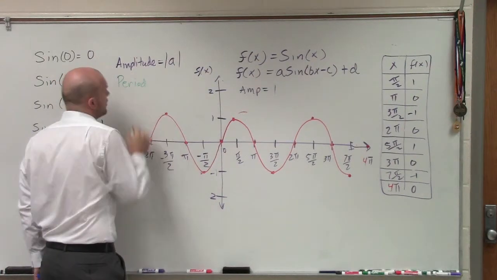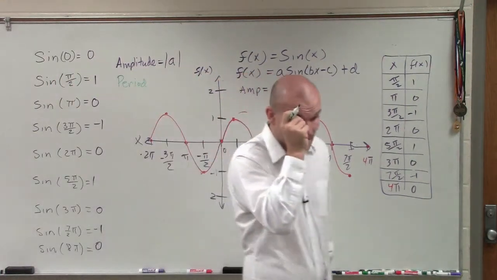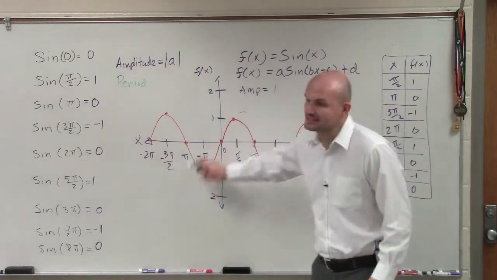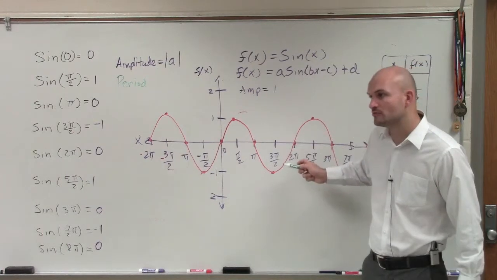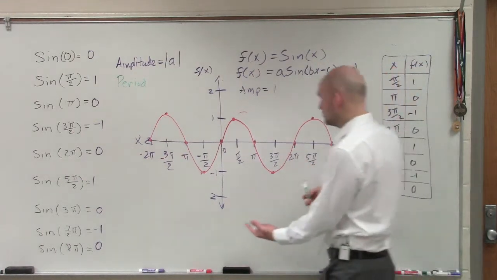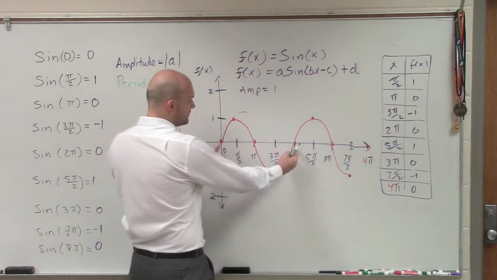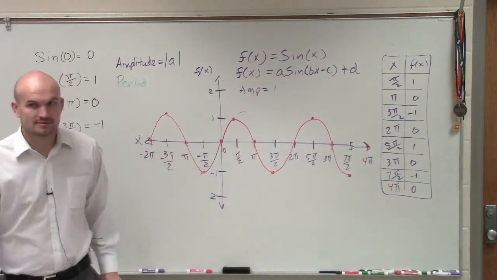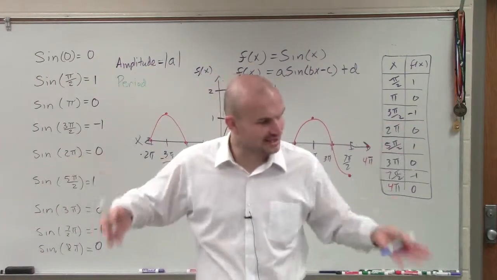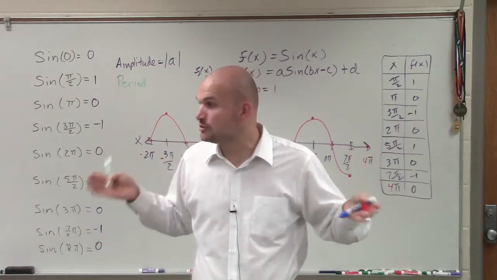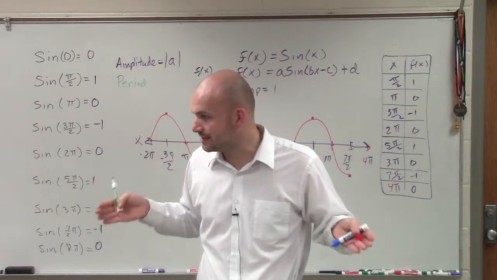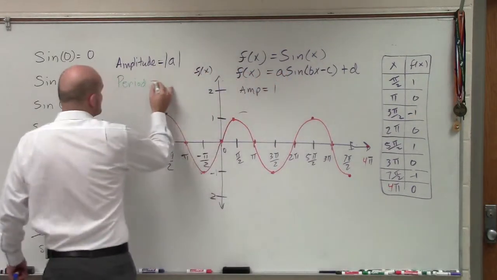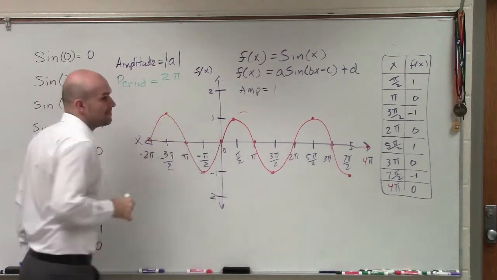Now, this is something we've already talked about. I think Parker mentioned when we were talking about the period, how long does it take for this graph to repeat? And what we said was, well, the graph from here to here, from 2 pi, then it just does the exact same thing again. So we know that the period of sine and cosine repeats every 2 pi. Every 2 pi, Haley, the graph repeats. So the period for sine and cosine is 2 pi.